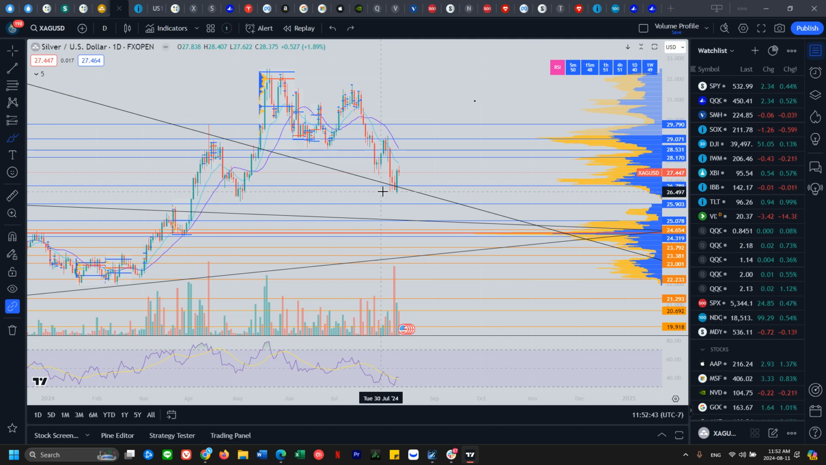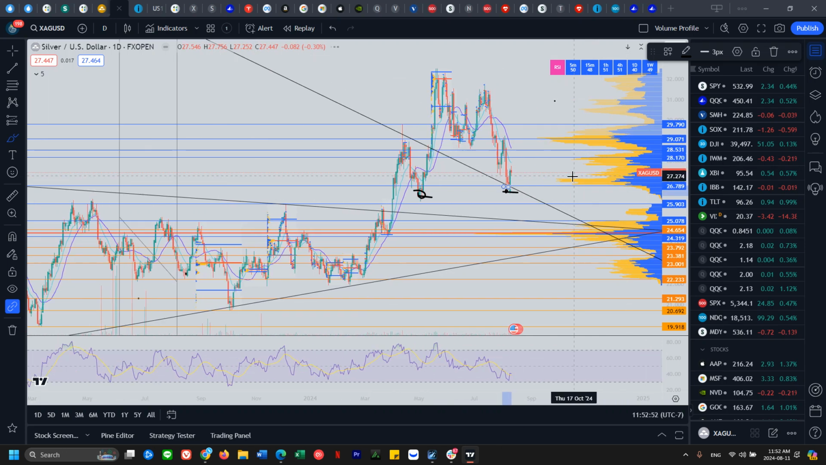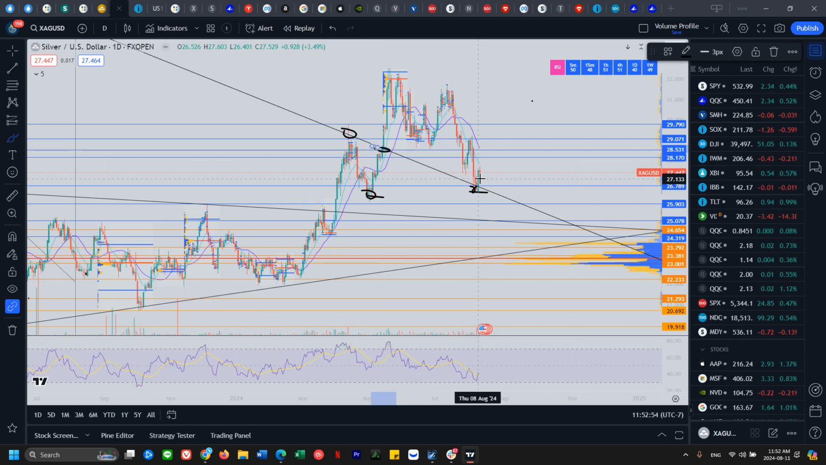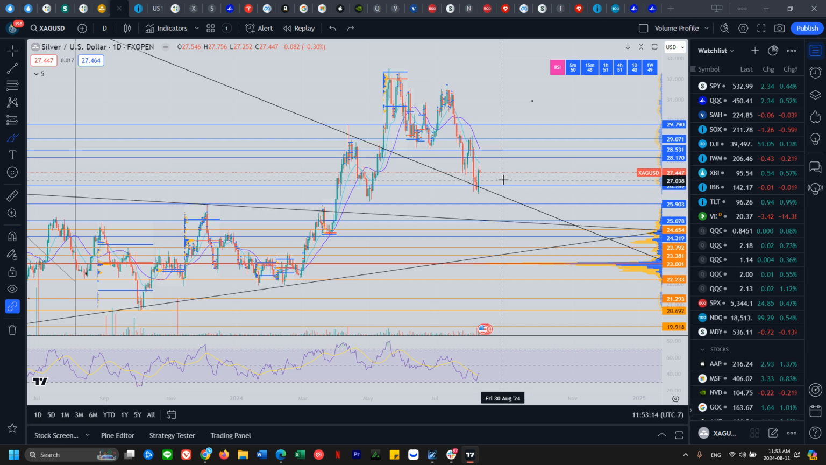But clear level of support, very clear right here. Triple bottom, which is this little area here, acting as support. Also coinciding with this prior resistance line, now acting as support. So bulls pretty much just need to hold this area, 26.4. And bears are in control at this moment because the daily downtrend is still intact. Even though we got a big bounce, doesn't really matter that much. As long as the daily downtrend is intact, bears are in control on silver.